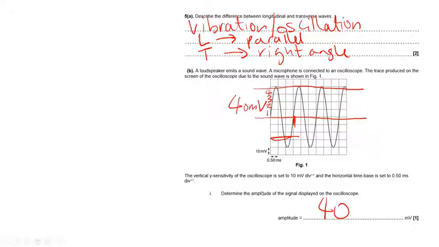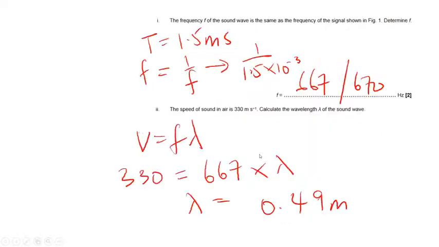Determine the amplitude of the signal displayed on the oscilloscope. So here you've got 4 squares above the equilibrium position. So that's going to be 40 millivolts. Each square is 10 millivolts in the y direction. The frequency of the sound wave is equal to 1 over T.